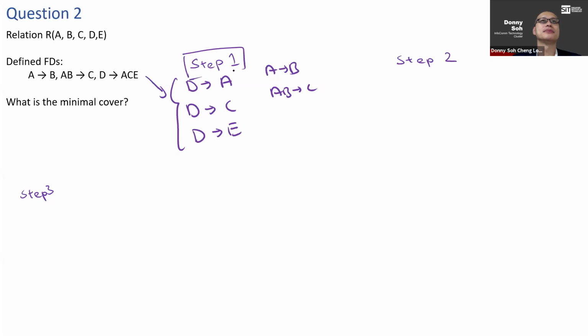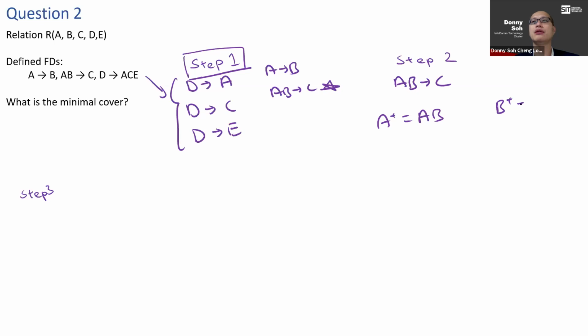Step 1. In step 2, I will look for left-hand sides with more than one attribute. Only this one satisfies, so I will have to check AB implies C to see if any one of these is redundant or not. Actually, this question is very clear. Because A implies B, when I take the A closure, I will immediately get A, B. So A immediately implies B. So I know that actually B is not required here.